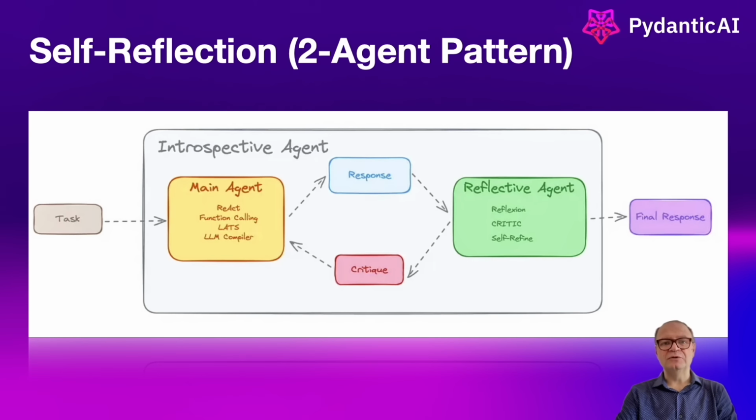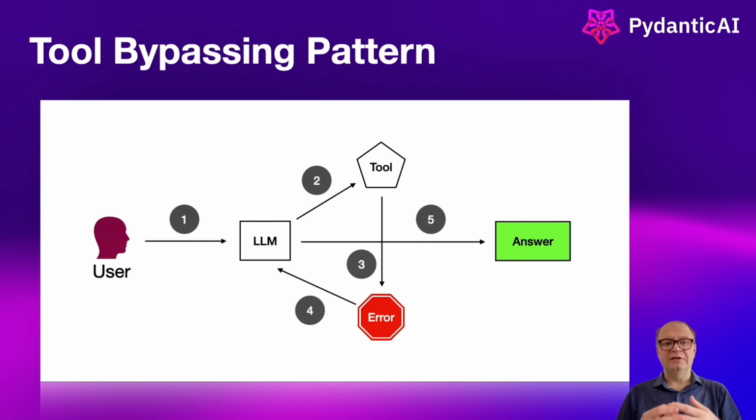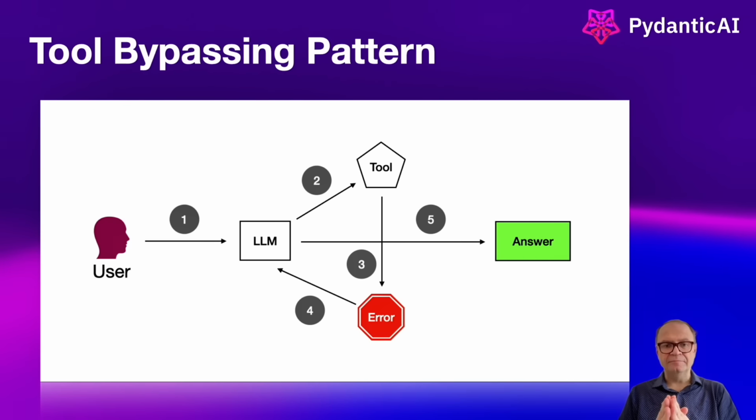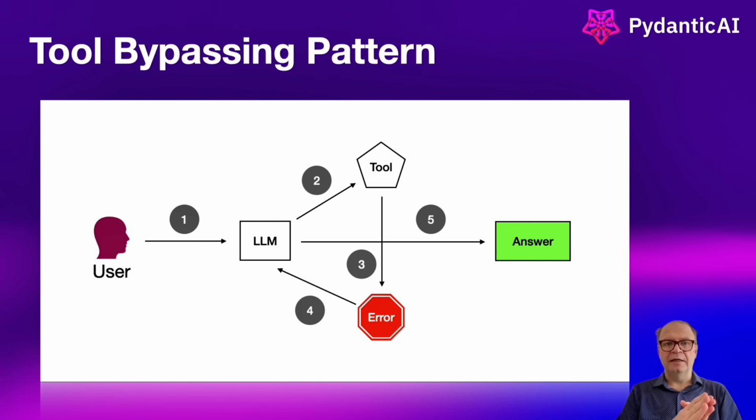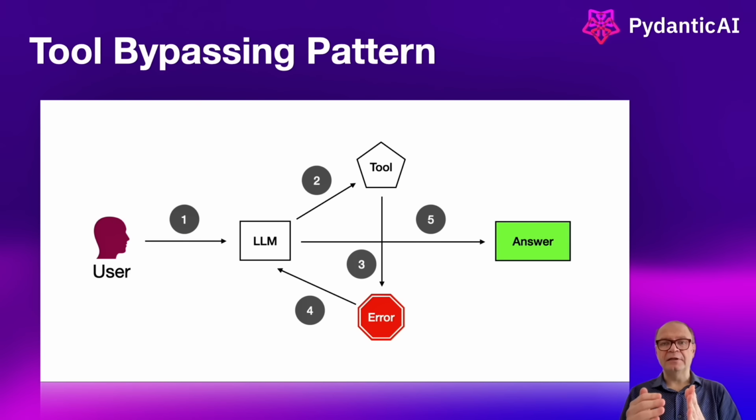Now let's move on to design patterns that we can use to alleviate errors. The first design pattern is tool bypassing. We, as a user, provide an input in step 1 to the LLM. The LLM calls the tool and the tool responds with an error. The error could be for whatever reason. We are going to see a couple of examples on this later. But suppose that there is an error in step 3. The error is then returned to the LLM, and the LLM may choose to retry a couple of times, as the retries parameter is supported in PydanticAI. But if it continues to receive the error, then at some point the LLM can choose to bypass the tool and go straight to its own answer.